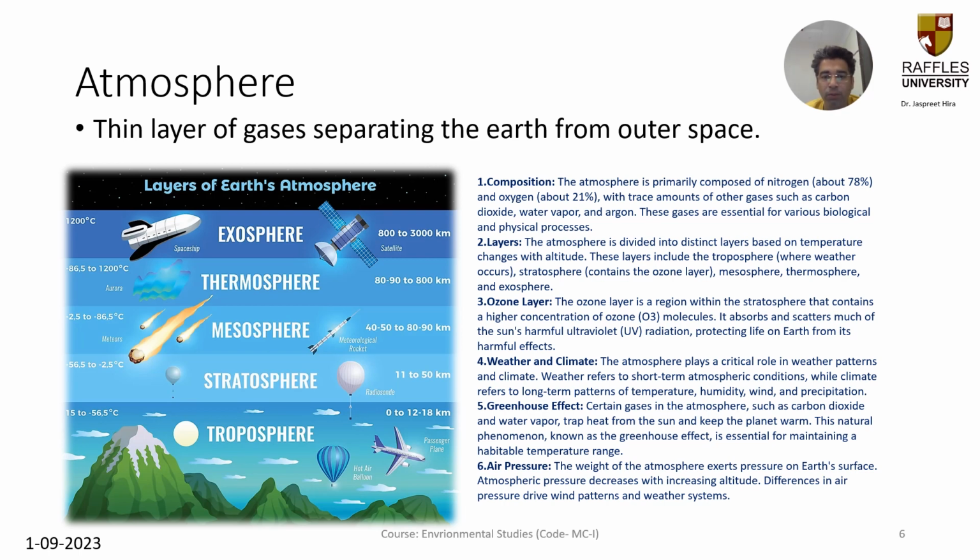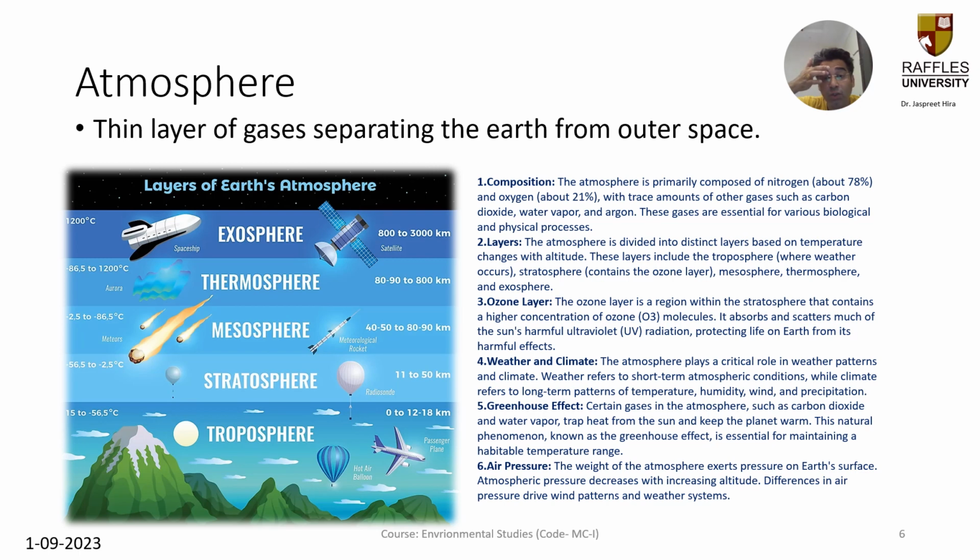Then when we talk about layers, the atmosphere is divided into distinct layers based on the temperature change with the respective altitude. These layers include the troposphere, where weather occurs, then the stratosphere that contains the ozone layer, then the mesosphere, thermosphere, and exosphere as we discussed earlier.